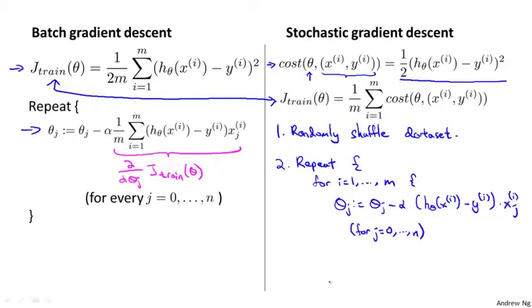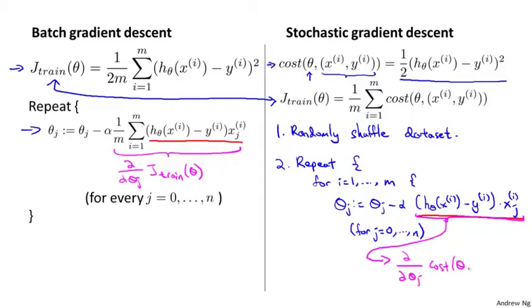Now you notice that this term over here is exactly what we had inside the summation for batch gradient descent. In fact, for those of you that are familiar with calculus, it's possible to show that this term is equal to the partial derivative with respect to my parameter theta j of the cost of the parameters theta on (x^i, y^i), where cost is of course the thing that was defined previously. And just to wrap up the algorithm, let me close my curly braces over there.